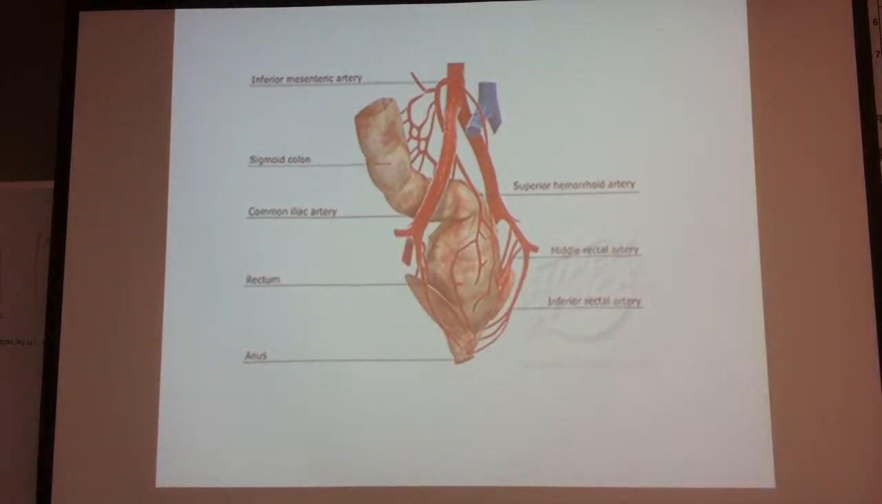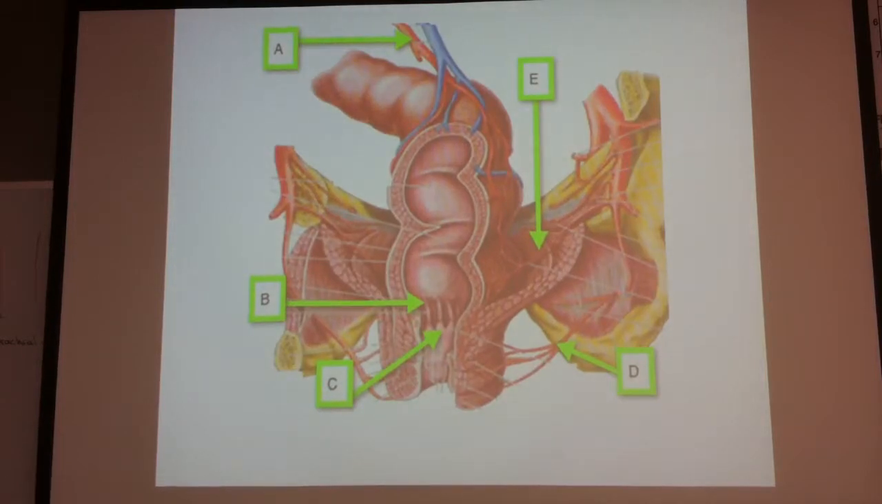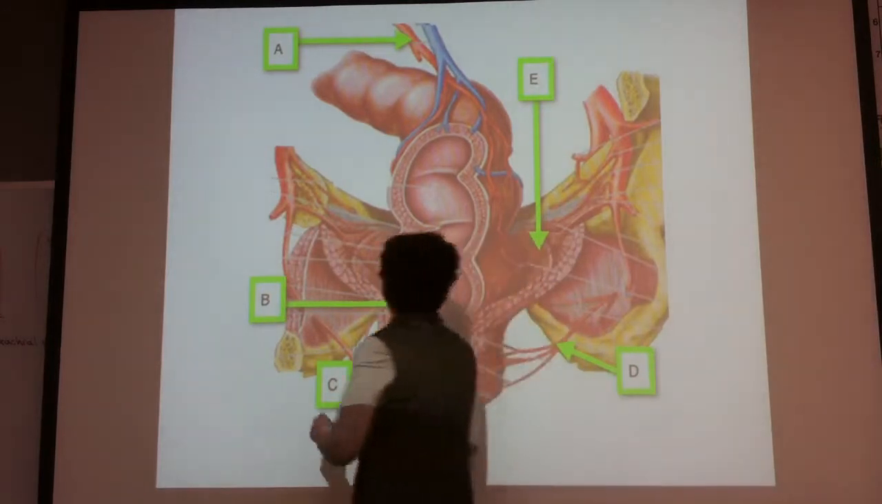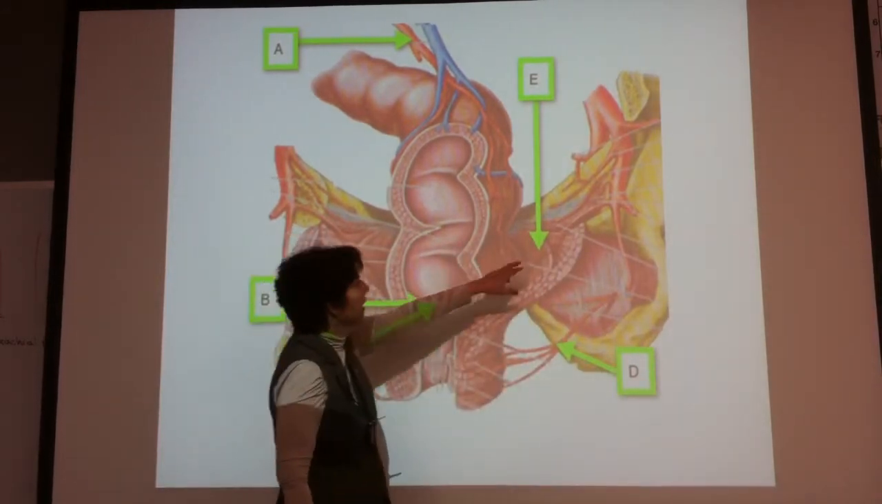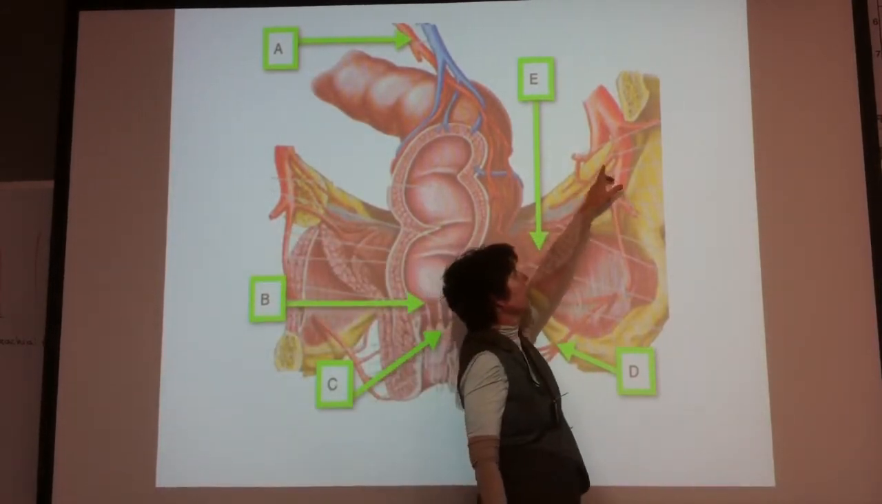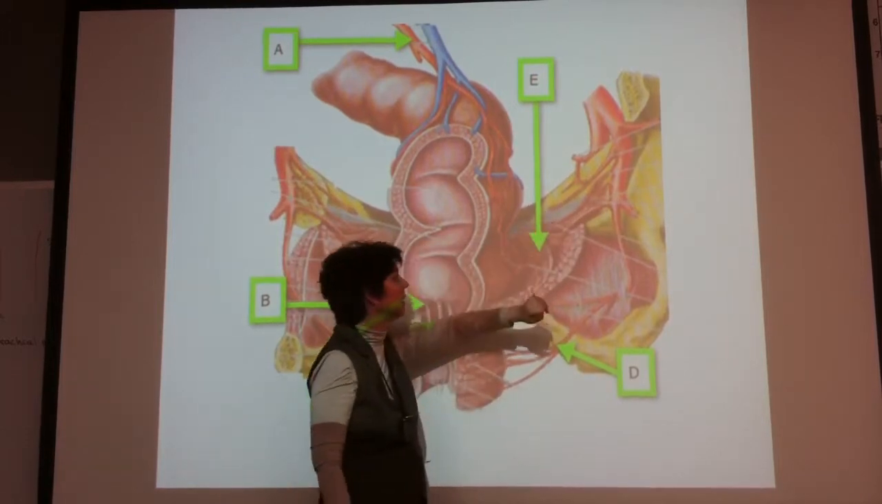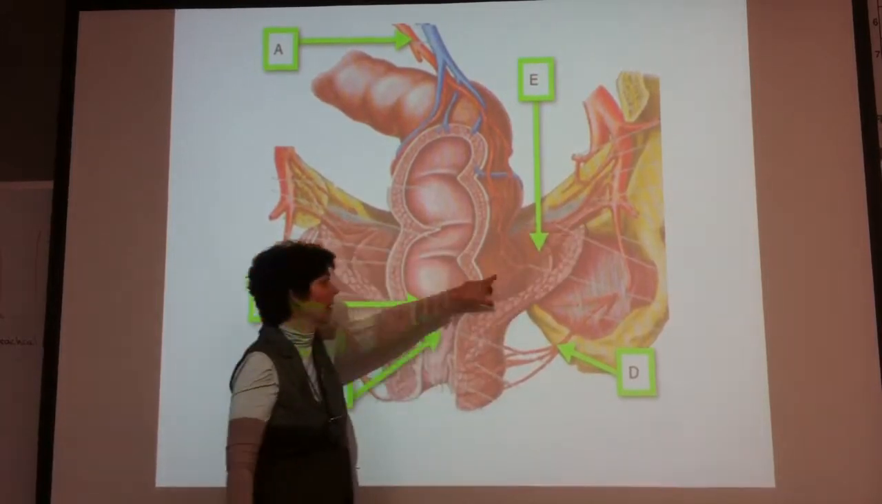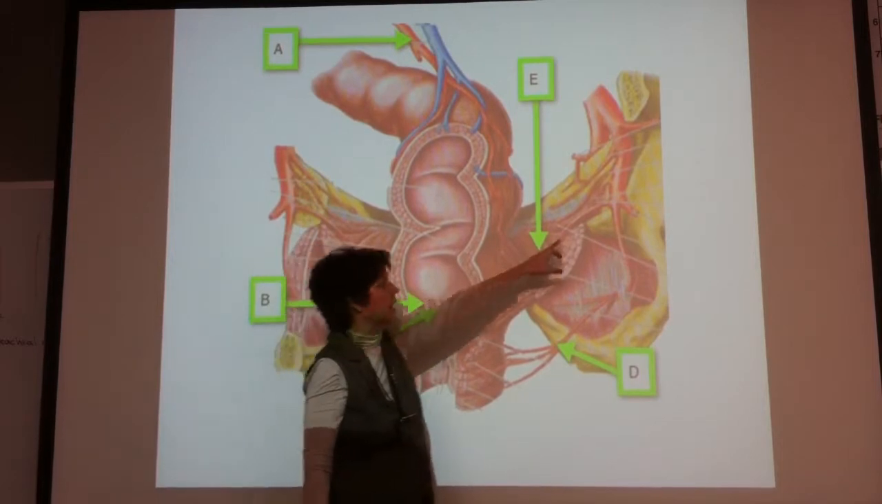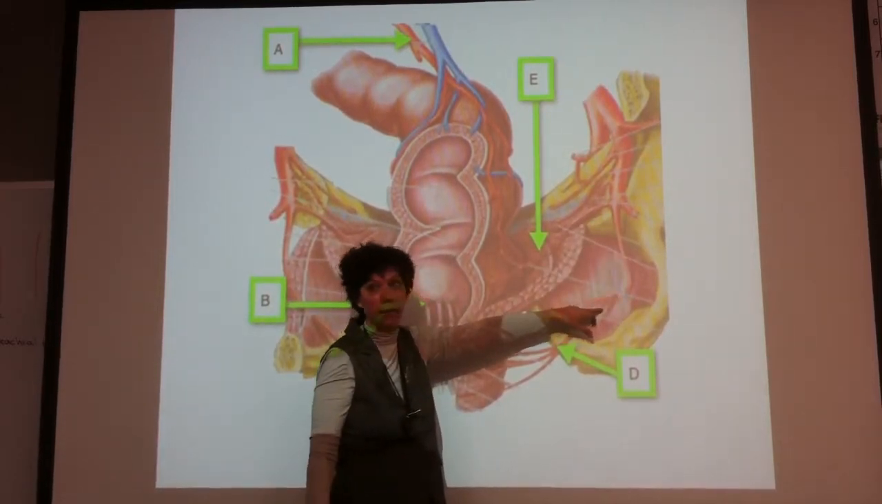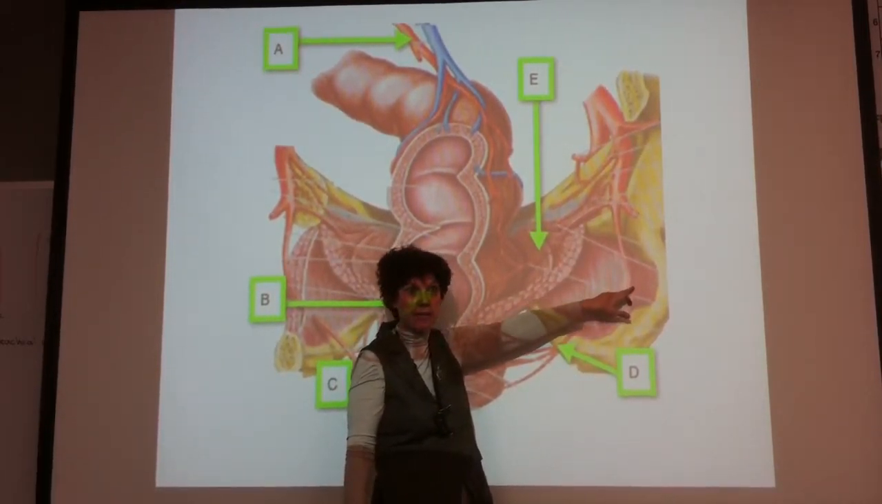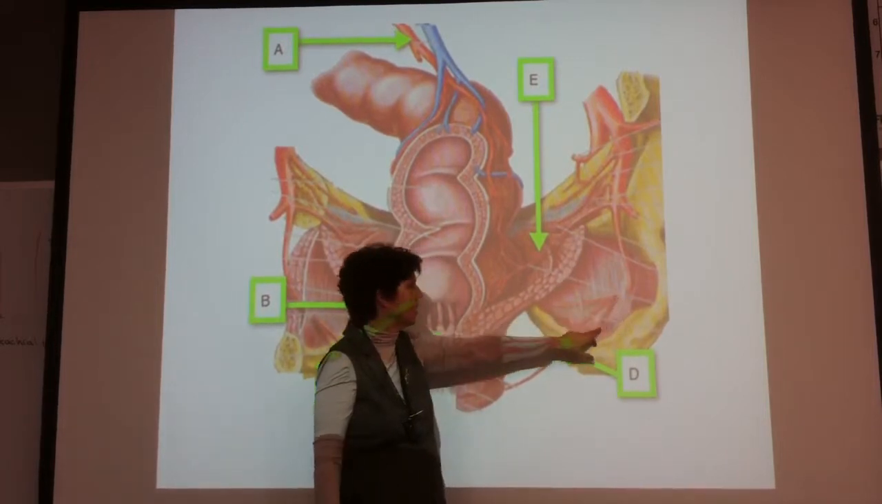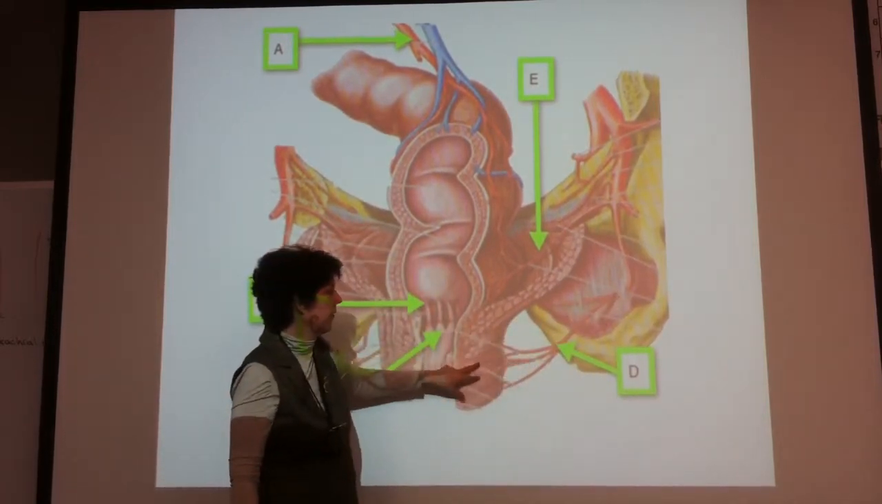Here's another image. I think it's taken from Netter's, but it was off of a quiz sheet. So here is our internal iliac. This is the obturator artery. Here is middle rectal. And then internal pudendal running along obturator internus here, that you can see in our reproductive model, coming down and then giving off here the inferior rectal arteries.